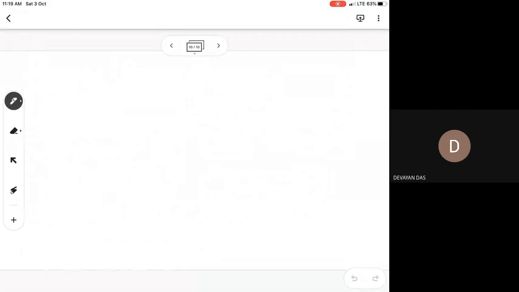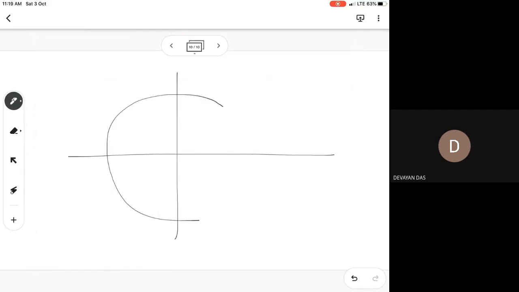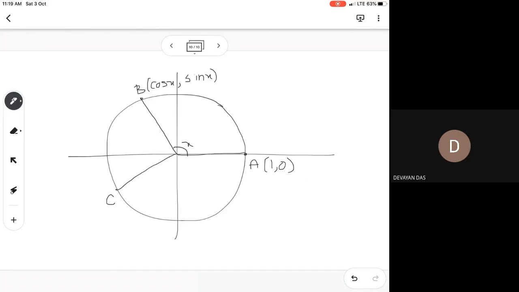See here, in this figure, I'm going to draw it for you. A point A is taken, this is (1, 0), on the x-axis, and this is the unit circle. A point B is making an angle of x radians. When it is making an angle of x radians, the coordinates of B are cos x, sin x.